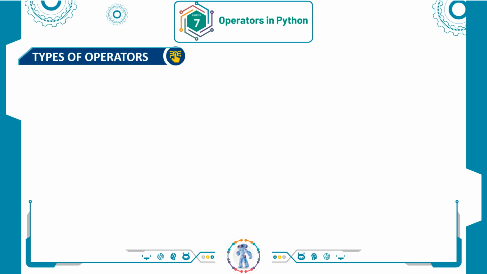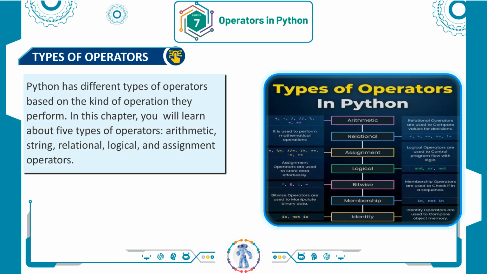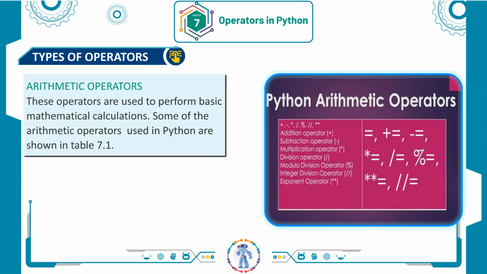Types of operators. Python has different types of operators based on the kind of operation they perform. In this chapter, you will learn about 5 types of operators: arithmetic, string, relational, logical, and assignment operators. Arithmetic operators. These operators are used to perform basic mathematical calculations. Some of the arithmetic operators used in Python are shown in Table 7.1.